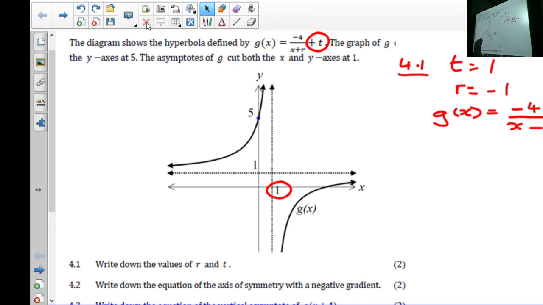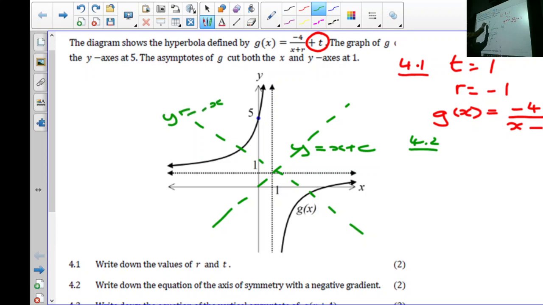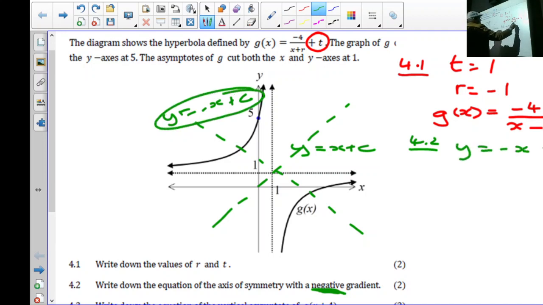Right. So in question 4.2, we are told to write down the equation of the axis of symmetry with a negative gradient. Remember, there are two axes of symmetry in this graph. One going through like that, with y is equal to x plus c, that has a positive gradient which doesn't intersect the hyperbola. And the other one going through like that. It's a negative gradient, so y is equal to minus x plus c.